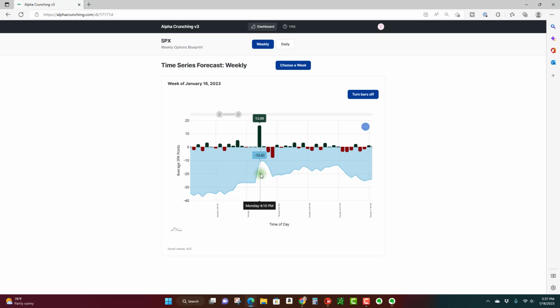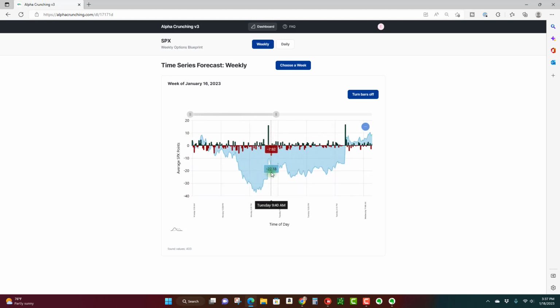Every day the market closes at 4, even though it says 4:10, 4:05. This 4:10 p.m. value, and then the next value is 9:30. So this particular bar is saying that over the last several weeks, the average price movement from Monday's close to Tuesday's open is a positive 15.99 points. Let's call it 16 points. So the weekly data is going to include this bar, which is why you get this move up.